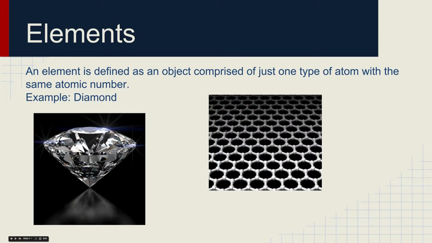So elements. An element is defined as an object comprised of just one type of atom with the same atomic number. So it's going to look like this. Not necessarily in that network pattern, but it's going to be all the same atoms together. An example, this is diamond, since diamond is comprised of all carbon atoms.